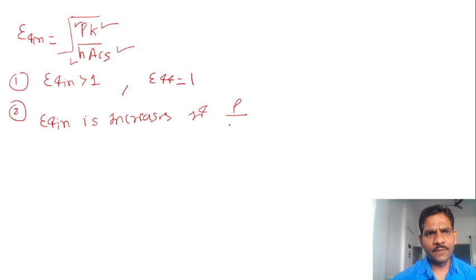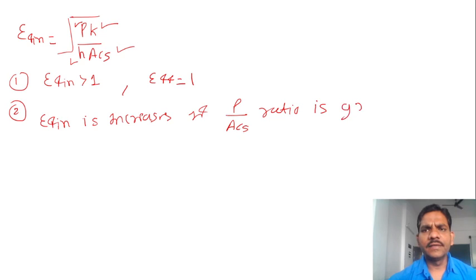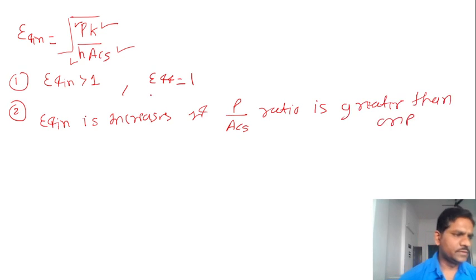the P upon ACS ratio is greater than 1. Yes or no? Yes.